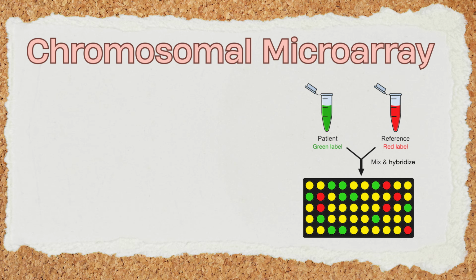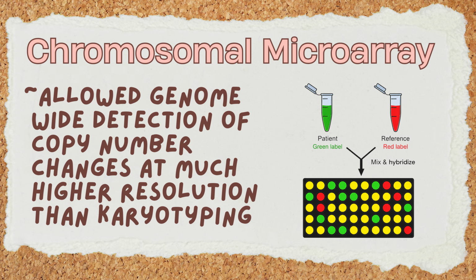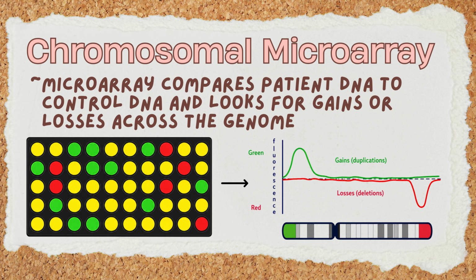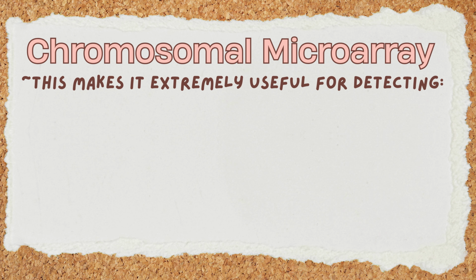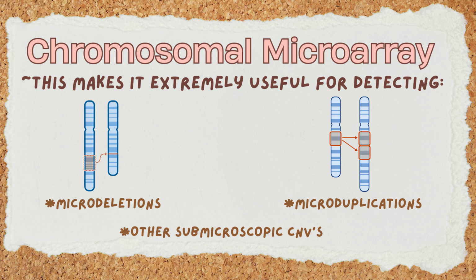Now let's move into chromosomal microarray, also called array comparative genomic hybridization, or aCGH. This was a major advancement because it allowed genome-wide detection of copy number changes at much higher resolution than karyotyping. Microarray compares patient DNA to control DNA and looks for gains or losses across the genome. This makes it extremely useful for detecting microdeletions, microduplications, and other submicroscopic copy number variants.